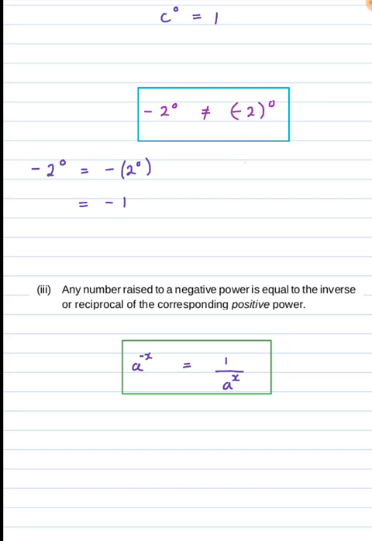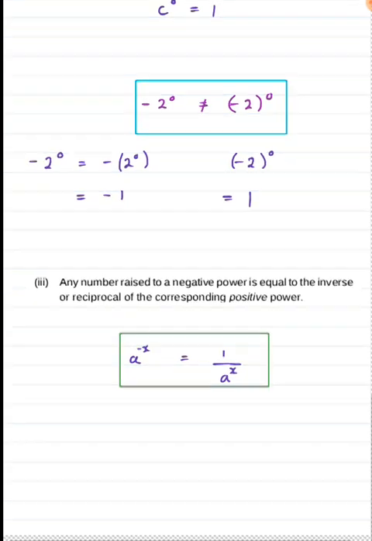Then again, we have minus 2 all of it to the power of 0. So minus 2 all of it to the power of 0 is going to give us, this is just the whole number, it's going to give us 1. So you have to take note of these two. The other one will give us minus 1, and the other one will give us 1.